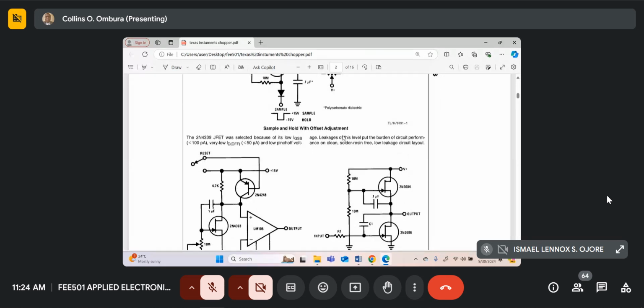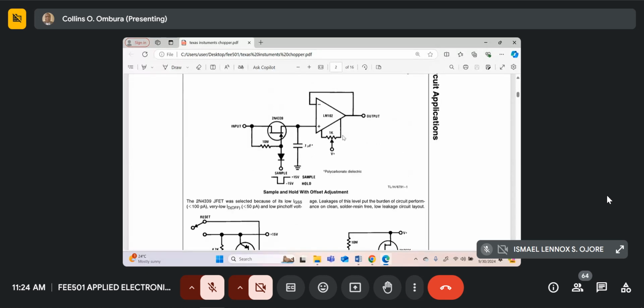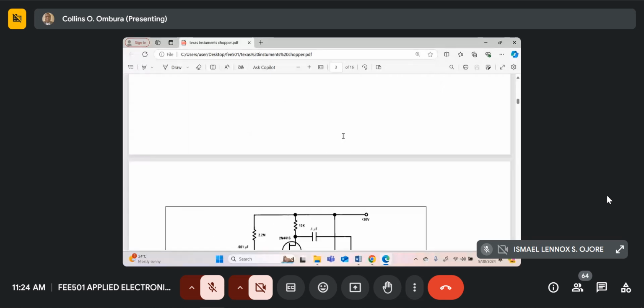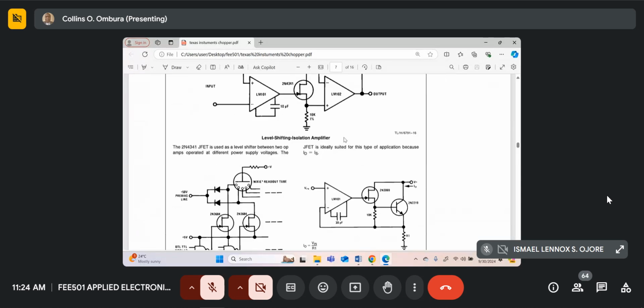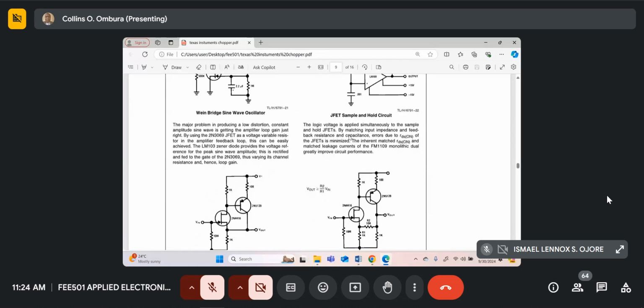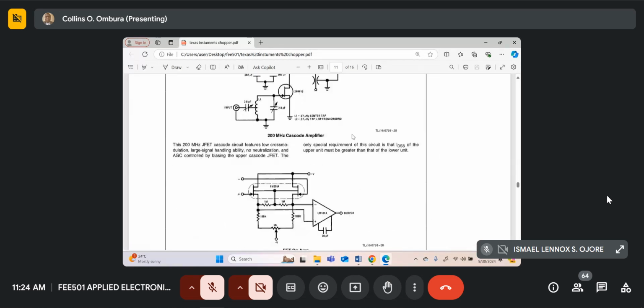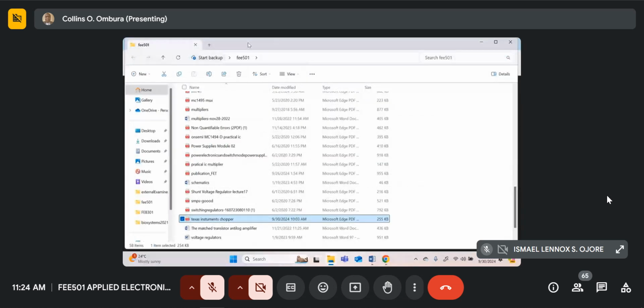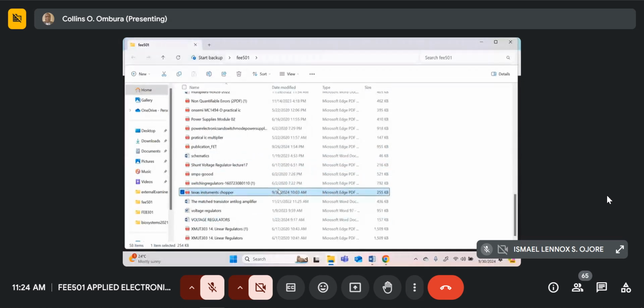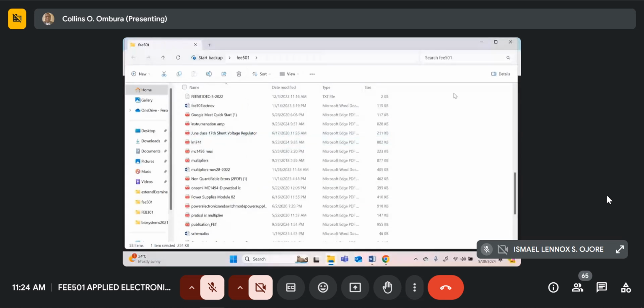So this one, they're just giving applications. So here in sample and hold, I thought I had the characteristics somewhere. Let me just see. No, they didn't give here. Was it on semi? Okay, let's forget it.